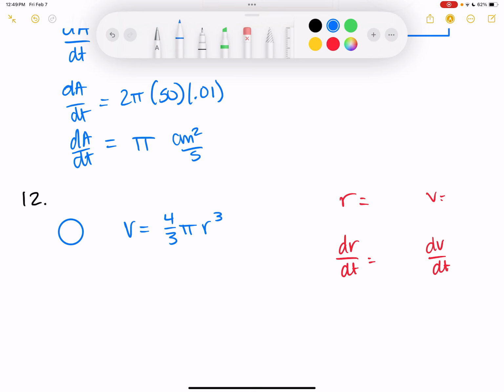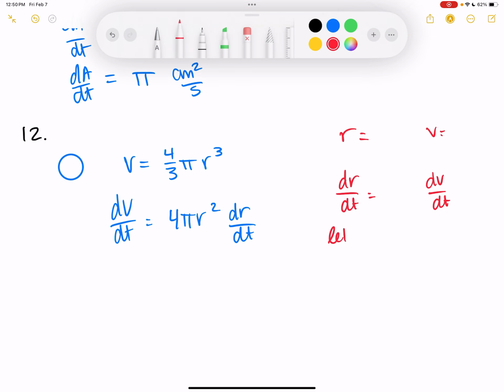All right, what's the derivative of this? dV dt is equal to 4 pi r squared dr dt. All right, so going back to look at it: radius increases at a constant rate. So I'm going to say for the moment, let K be the constant rate.